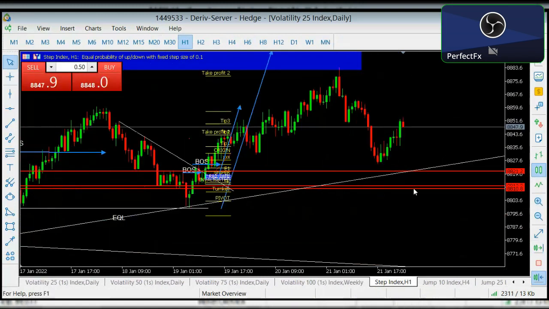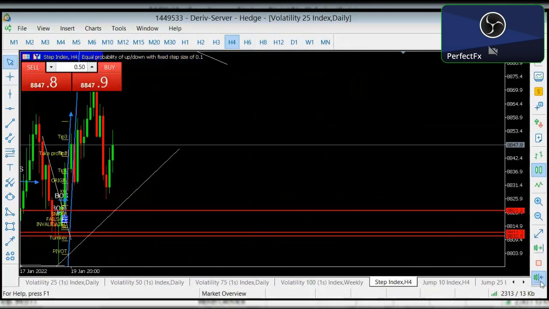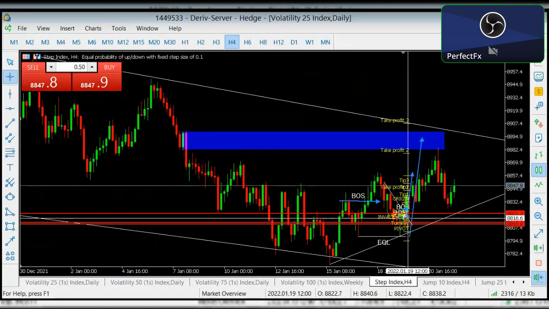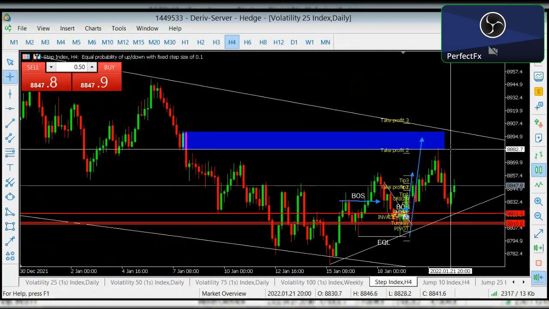So quickly, let me just show you that. Can you see? It became more explosive for you guys to see. Can you see? It was stipulated that price was going to buy from this point up to this upside before pushing to the downside.